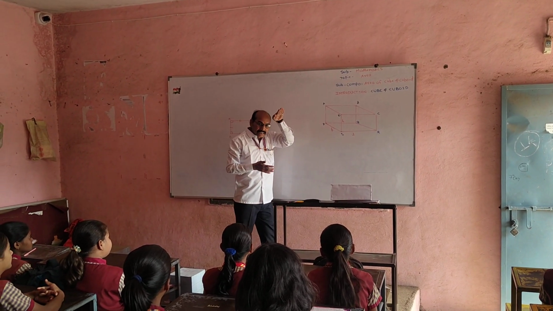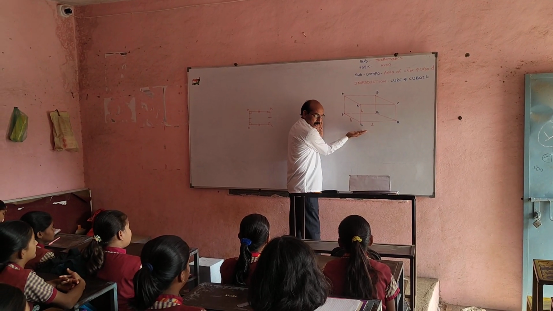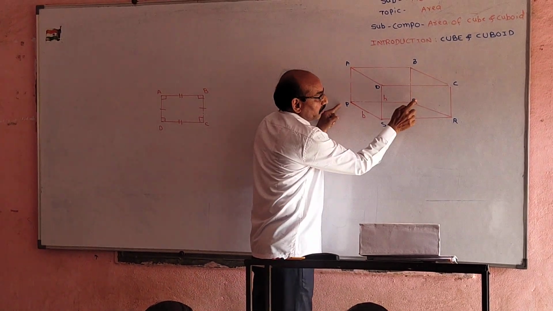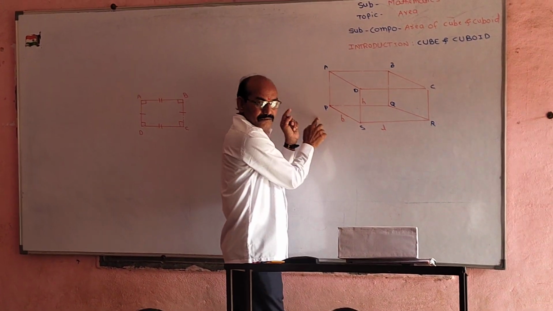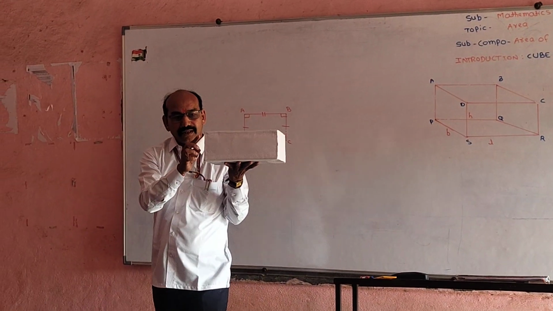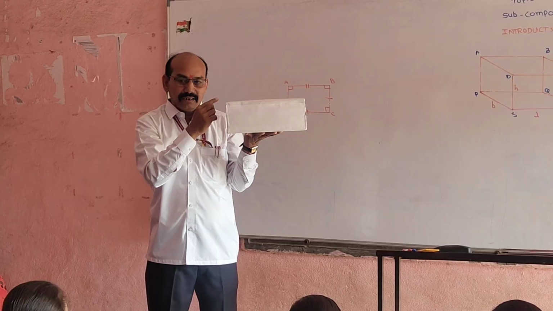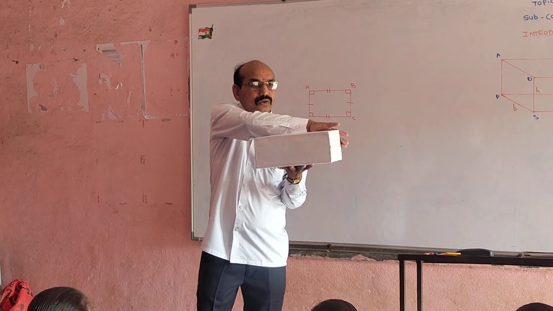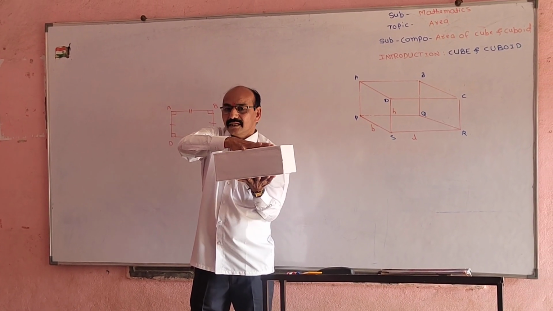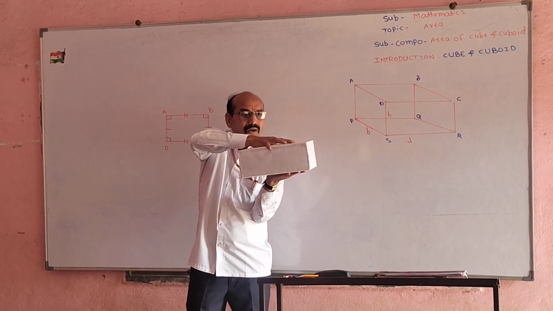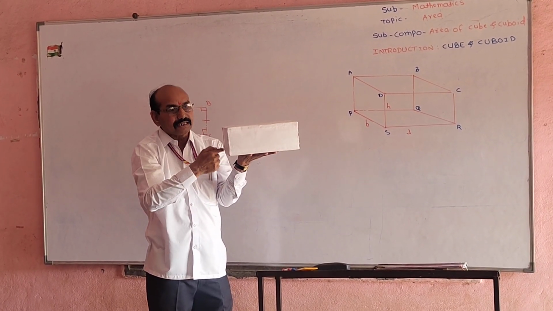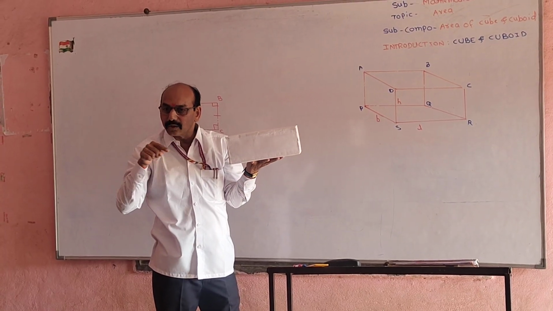In a similar way, the lower plane also has 4 edges, PQ, QR, RS and SP, and 4 edges are vertical. This one is the first edge, second, third and fourth. It means the top plane has 4 edges, the bottom plane has 4 edges, and 4 edges are vertical. So there are 12 edges in total.